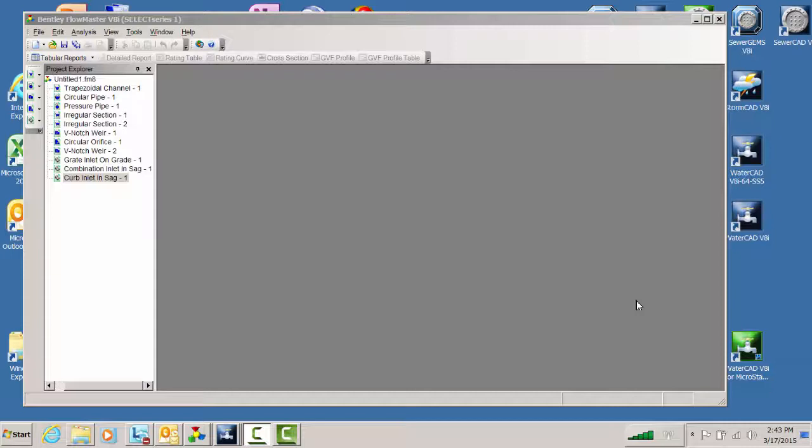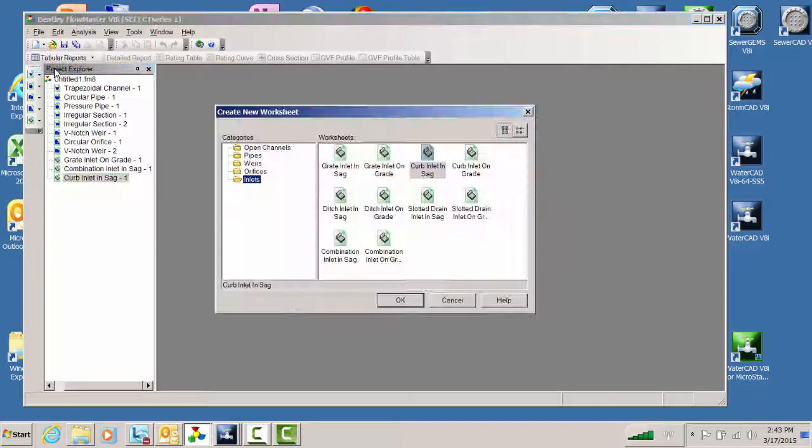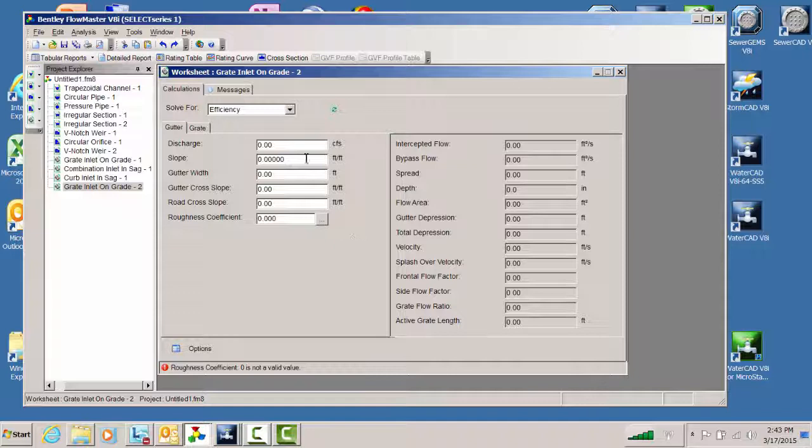Okay, to start off a new inlet, we just go to a new worksheet, do new worksheet, and let's start out with a grate inlet on grade. It's a pretty common use case. All right, so we have here the usual kind of dialogue that you get when you open up FlowMaster. It's asking you to specify the individual parameters you want to enter for that particular item. And in this case, we're going to solve for the efficiency. How much of the flow do we intercept?